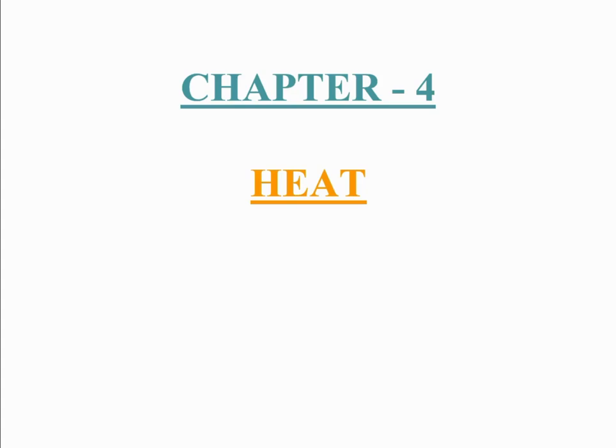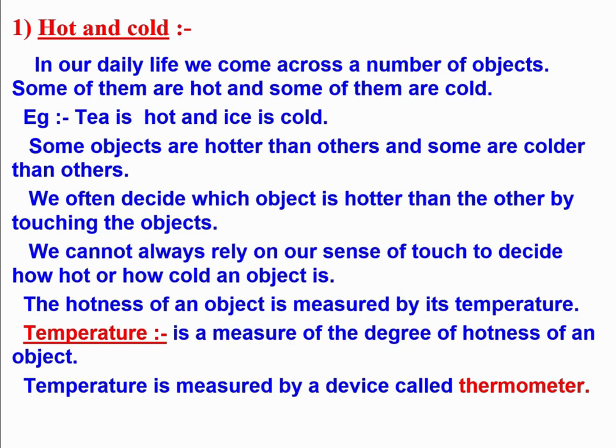Class 7 Science Chapter Heat. Hot and cold. In our daily life, we come across a number of objects. Some of them are hot and some of them are cold. Example: tea is hot and ice is cold.